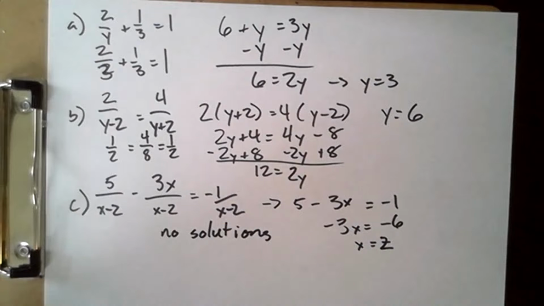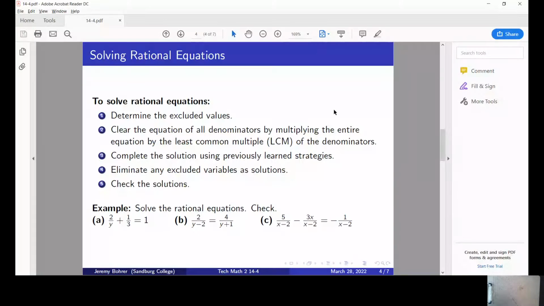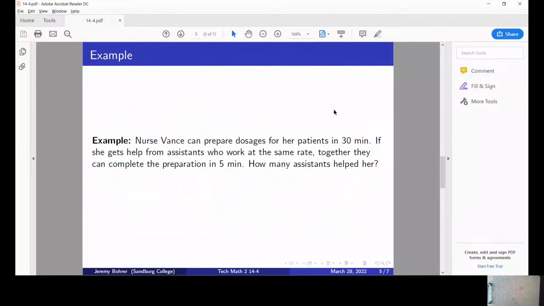Next up, in this next problem, Nurse Vance can prepare dosages for her patients in 30 minutes. She gets help from assistants who work at the same rate. Together, they can complete the preparation in 5 minutes. How many assistants helped her?